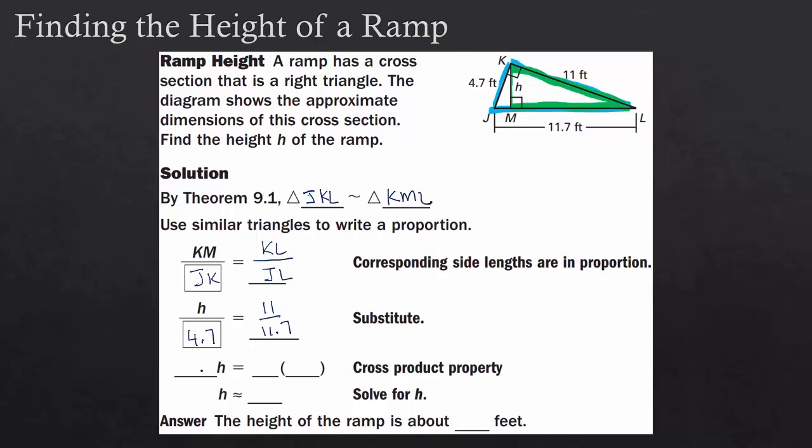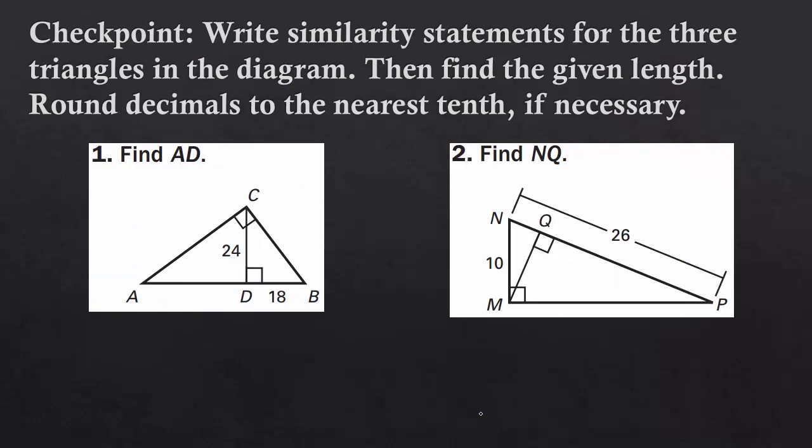Cross multiply, I get 11.7 times H is equal to 11 times 4.7. Isolate H by dividing both sides by 11.7, and 11 times 4.7 divided by 11.7 gives me approximately 4.4. So the height of the ramp is about 4.4 feet. Alright, checkpoint problems number 1 and 2 are yours. In both of these problems, you are to write a similarity statement for the three triangles in the diagram, then find the given length. Round decimals to the nearest tenth if necessary.